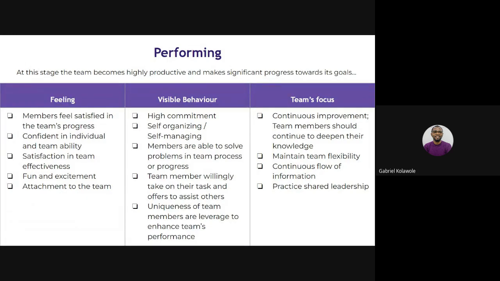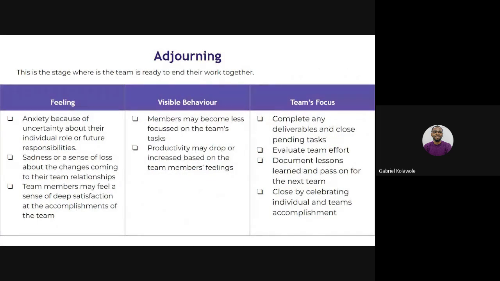Uniqueness of team. So at this point, I respect your uniqueness. I know, yeah, you are fantastic. You are good at this. Oh, if you can't deliver this, I have complementing skills to support you. Working together, team focus. Continuous improvement. We don't sleep on our laurels. Scrum Masters, we work with people to ensure there's continuous improvement. We maintain team flexibility. Let's keep it flexible. Let's hear people. Continuous flow of information, transparency, very open. Practice shared leadership.